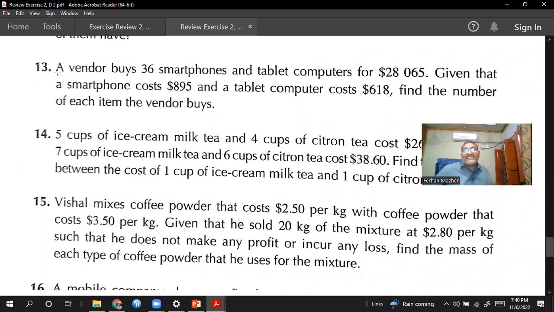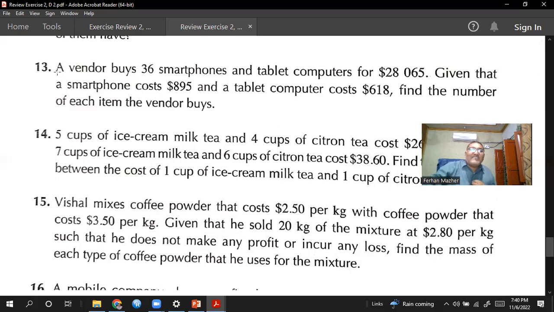So X plus Y is 36 because he bought 36 gadgets. And the total cost is 28,065. So X into 895 plus Y into 618 will equal $28,065.